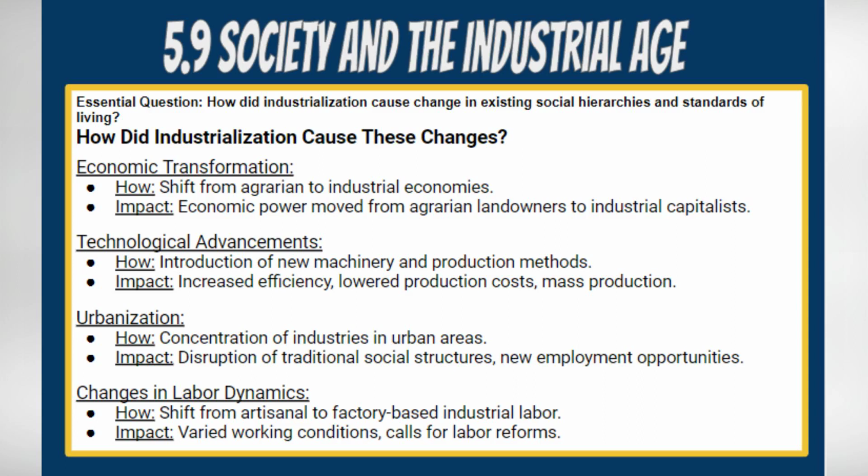1. Economic transformation. How the shift from agrarian economies to industrialized ones meant a change in the sources of wealth and power. Impact: economic power shifted from agrarian landowners to industrial capitalists, altering the social and political landscape.